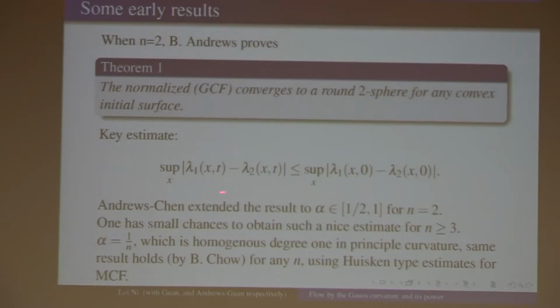Well, they tried to generalize this for different alpha. They worked pretty hard on it. The algebra becomes a bit crazy for general alpha. And there's the case alpha equals 1 over n, which was considered by Ben Chow again in his thesis. So he proved it converges to a round sphere using a pretty much similar argument of Huisken. But as I mentioned, Ben Andrews proved a more general result for all the homogeneous degree 1 speed functions with certain structure conditions.